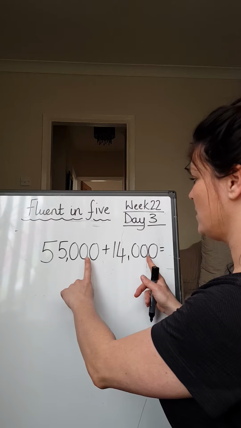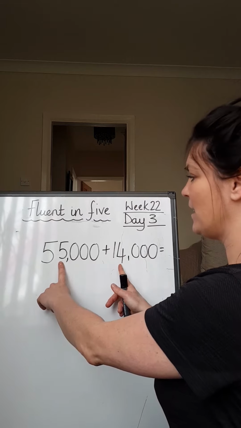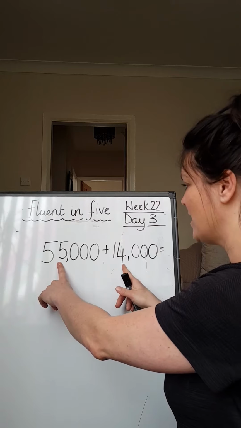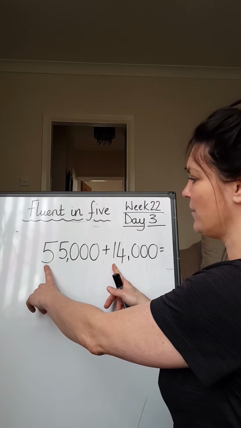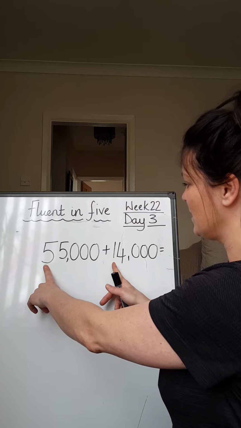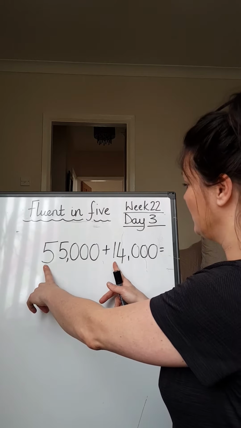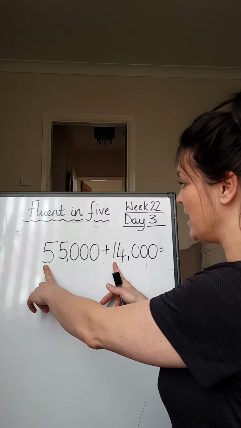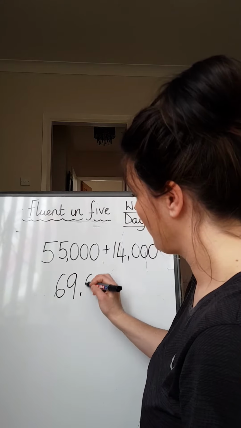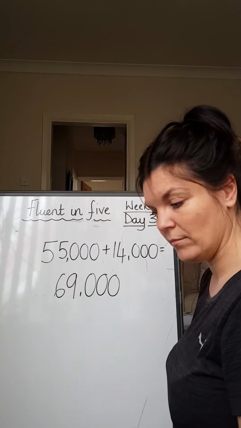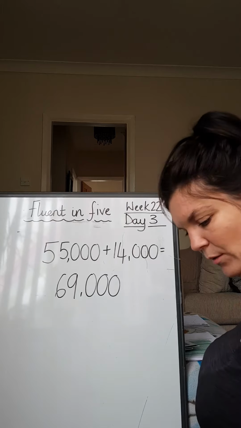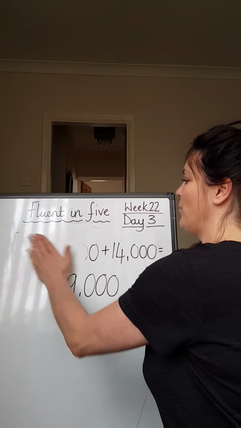We've got the ones, the tens, the hundreds, the thousands. So 5,000 add 4,000. I know, I can put that in my head, it's 9,000. And then we've got the tens of thousands column. 5 tens of thousands, 50,000, add 1 10,000 is 60,000, 69,000, and that is your answer without doing any hard maths at all. So 69,000, that's the answer to question 1. Did you do it a different way?